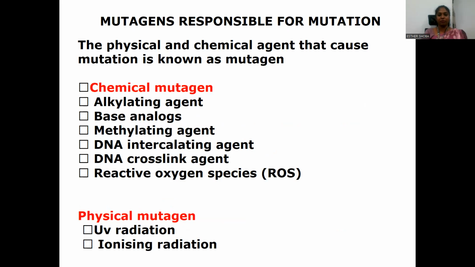When we speak about induced mutations, they mainly happen by an external agent, which we call mutagens. These mutagens might be physical mutagens or chemical mutagens. Under chemical mutagens, we have many chemicals which might bring about a change in the sequence of the DNA and thereby change the sequence of the protein. The chemical mutagens are alkylating agents, base analogs, methylating agents, DNA intercalating agents, DNA cross-linking agents, and reactive oxygen species. We also have mutagens which come under physical agents, called UV radiation and ionizing radiation.